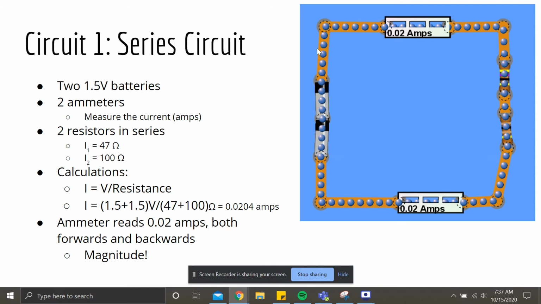As seen, the ammeter read 0.02 amps, which matched my calculation using V over R of 0.0204 amps. This number is positive because I flows through the positive terminal. Also, when switching around the ammeters to be backwards, they still read 0.02 amps as they measure magnitude.